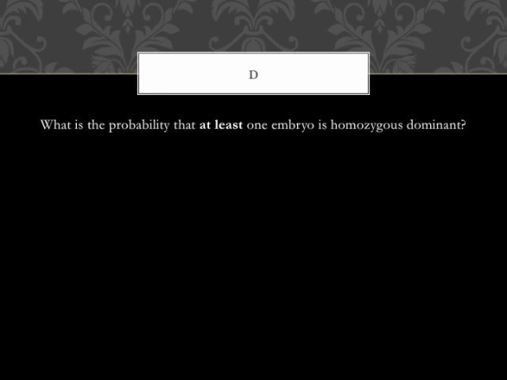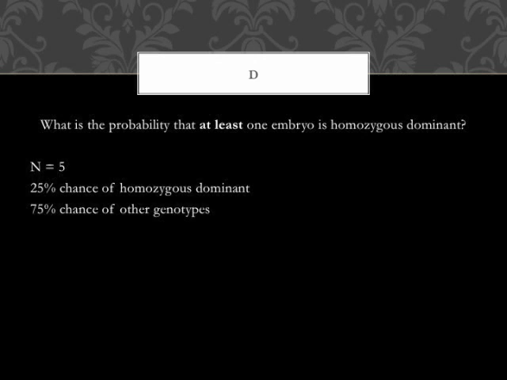So let's start with the first part of this question. What is the probability that at least one embryo is homozygous dominant? Now, n equals 5. That means that there are 5 embryos in question. And from the monohybrid crosses shown earlier, we know that there is a 25% chance of homozygous dominant if Kayla and Hayden's gametes combine. This leaves a 75% chance of other genotypes.